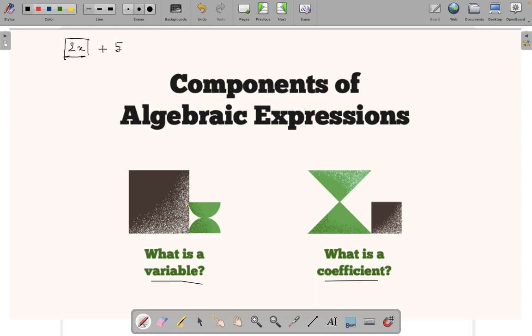And then if I combine two terms, so 5 is also a term, it is just a constant, it becomes an algebraic expression. So when you have an algebraic expression, you have two components. The first component is a variable, the other component is a coefficient. Right? Say if I give you 5x, x is a variable and the factor of x is a coefficient.